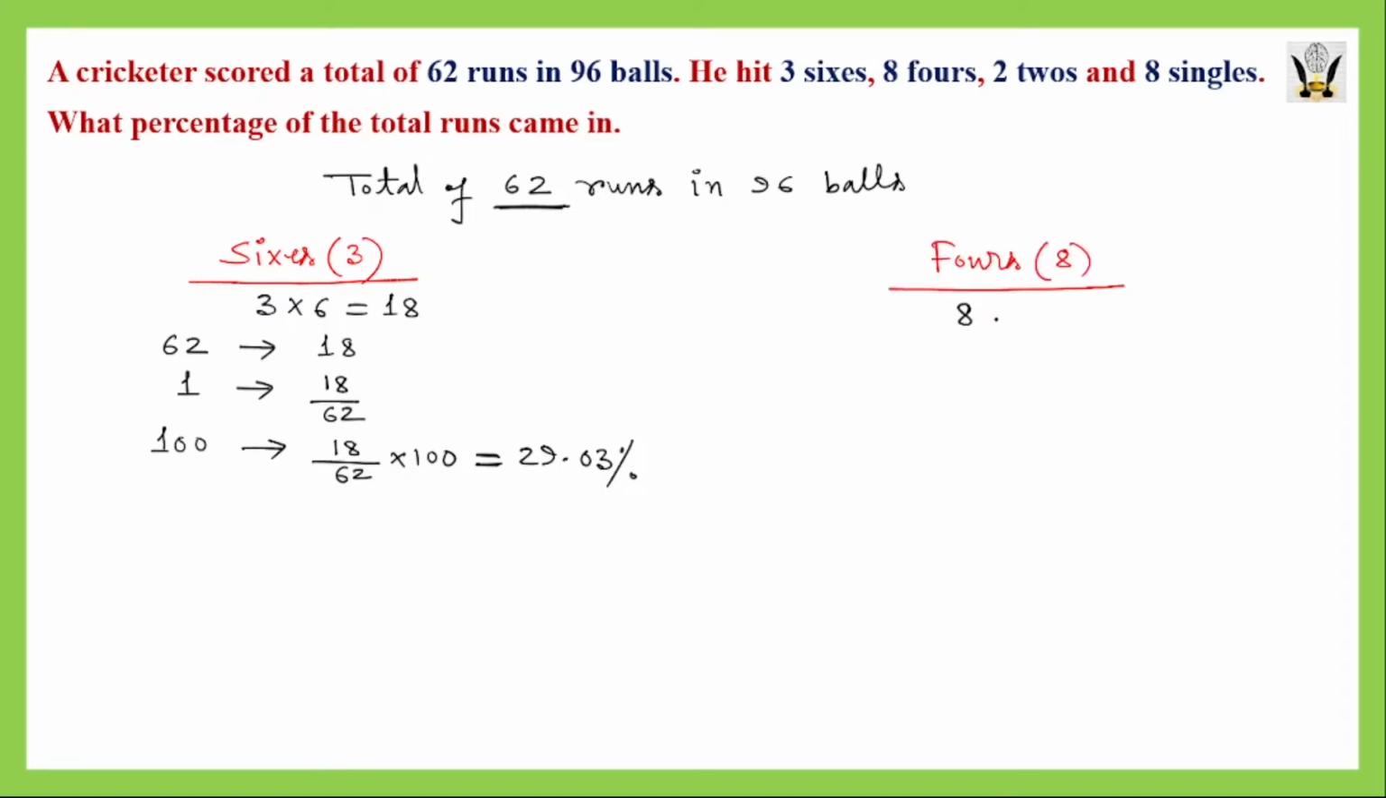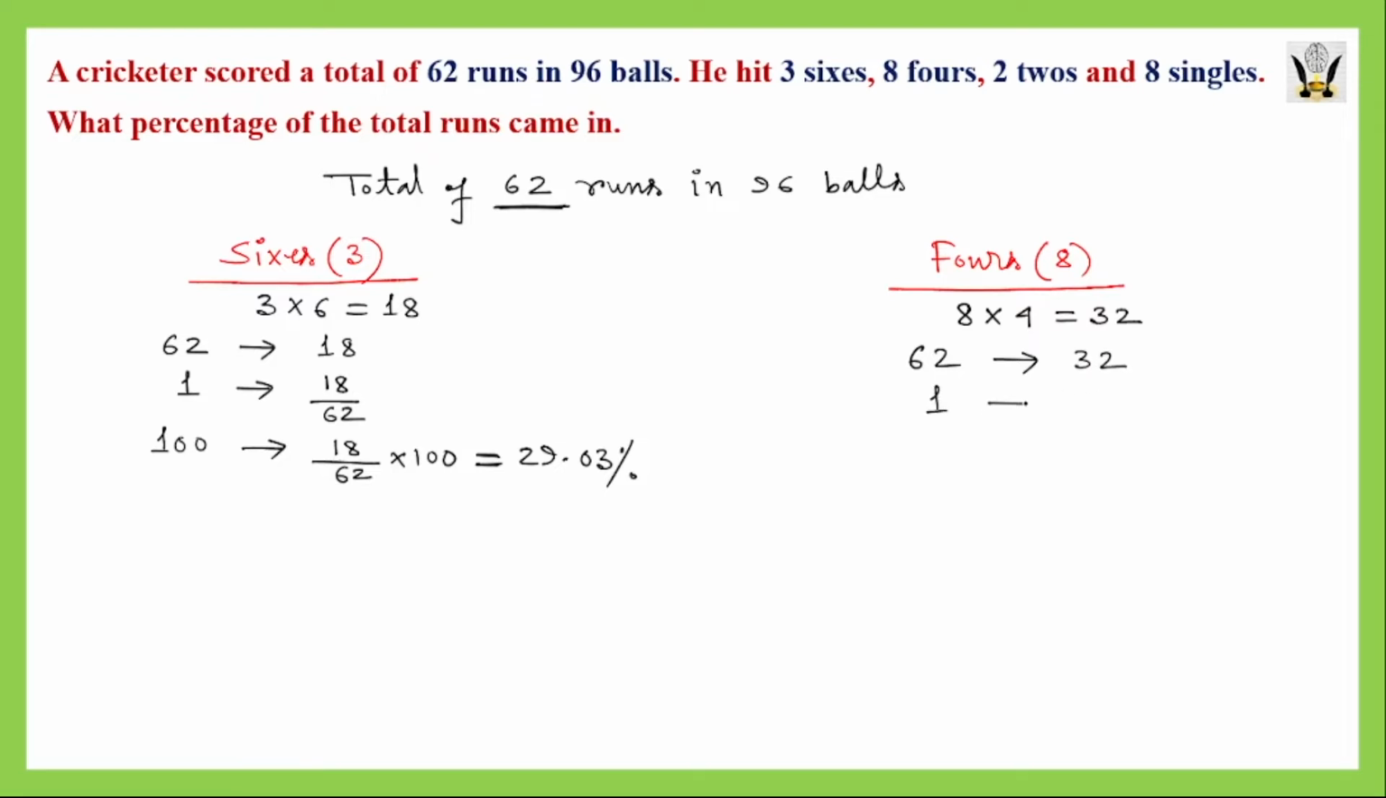Now the next type of runs is fours. He hit 8 fours, so 8 multiplied by 4, that means total runs 32. So 32 came from fours, out of 62. So out of 62, 32 runs came from fours.